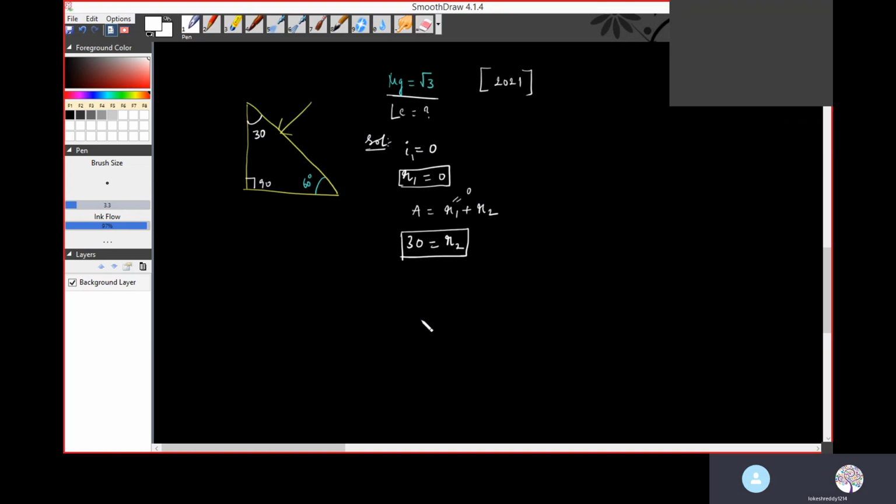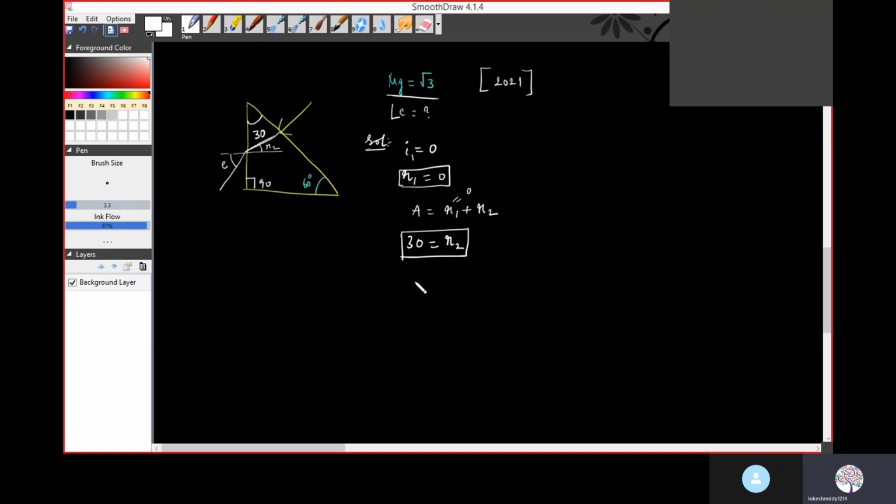Once you have R2, the ray will come straight down like this, and that's the normal. This is R2, and the light ray bends away from the normal. So this is the emergence, and that emergence angle we need to calculate.